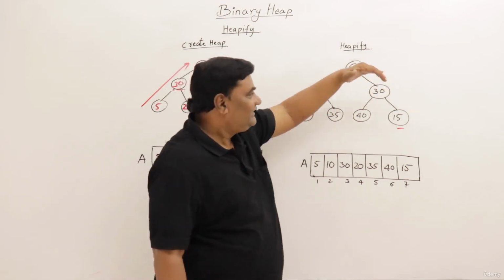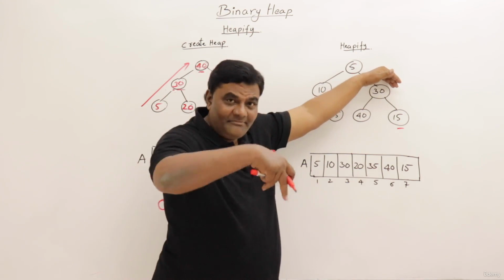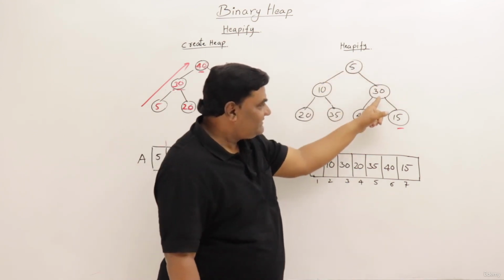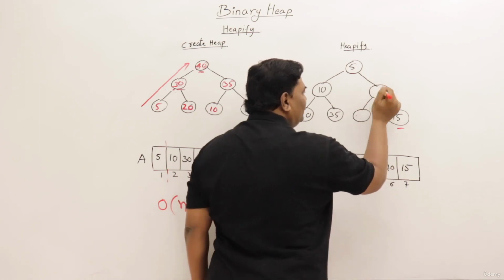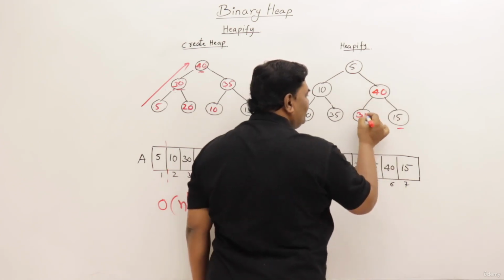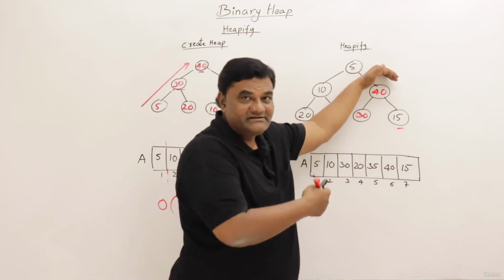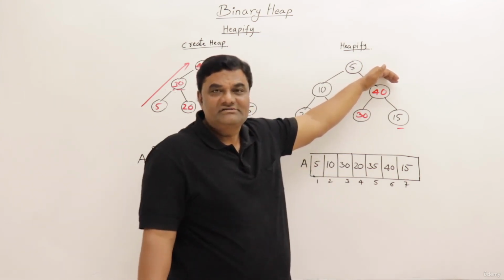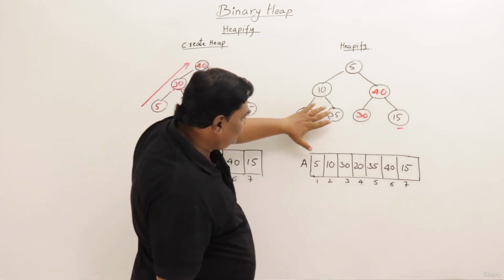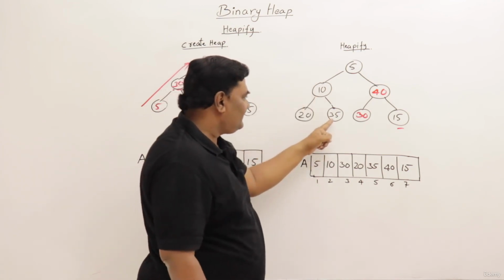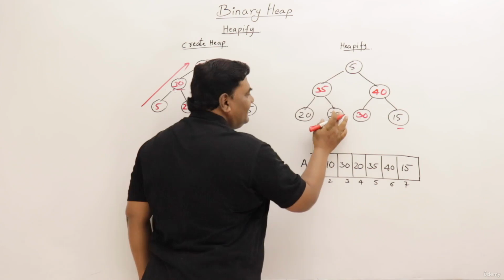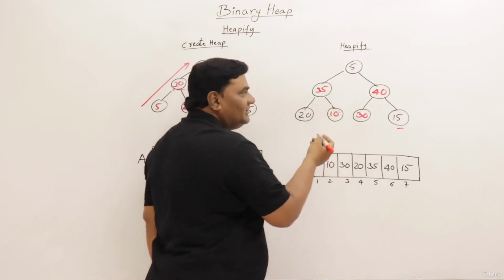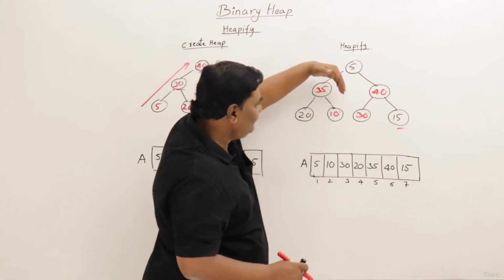Watch this. 30. Check here. Compare with the children. Oh, this is smaller than this child. So send 40 up and bring 30 down. Just look at these elements. It's a heap. Finished. Now come to this element. So we'll be looking at only these elements. Compare with the children. This child is greater. So 10 is smaller than that. So send 35 there and bring 10 down. It's a heap. Just look at this portion.